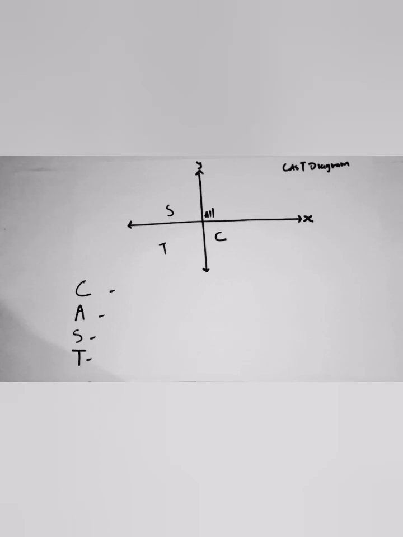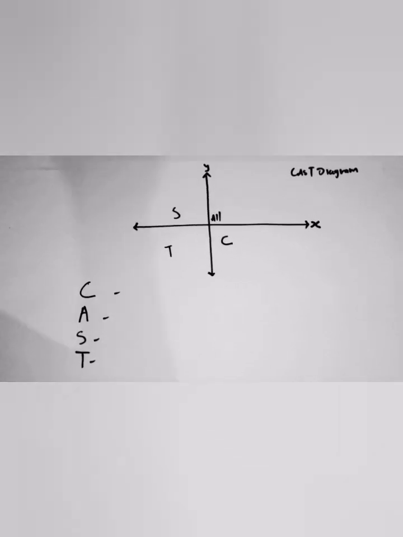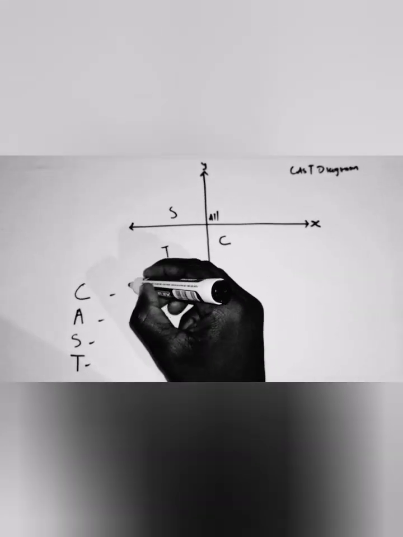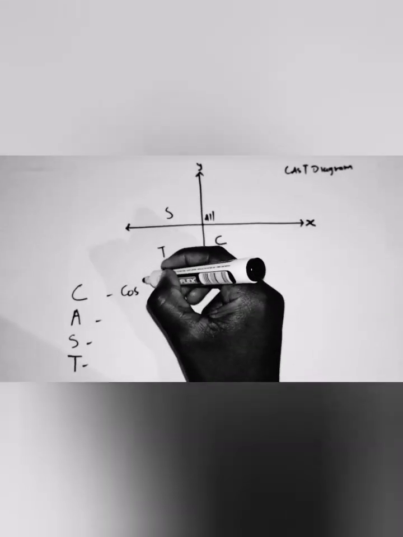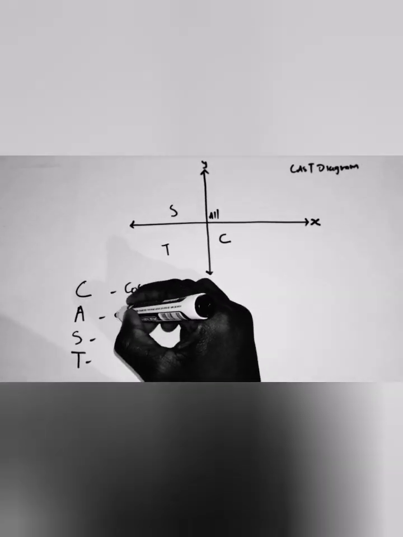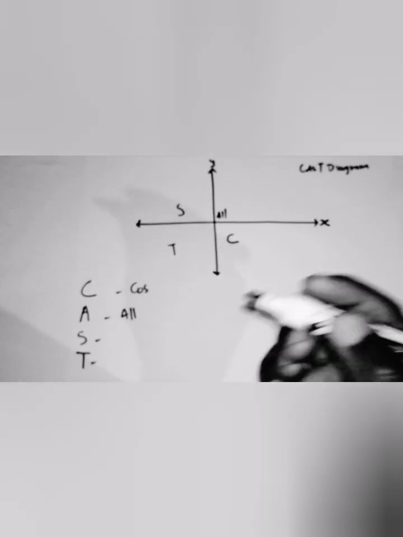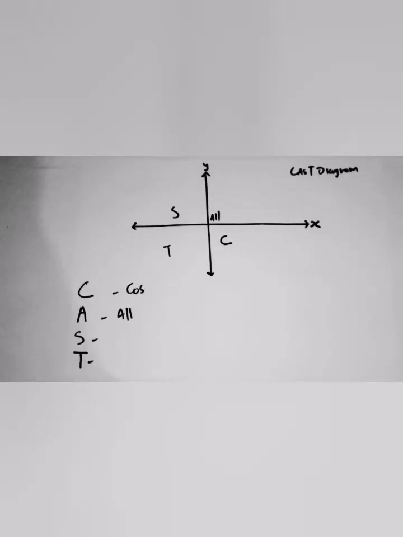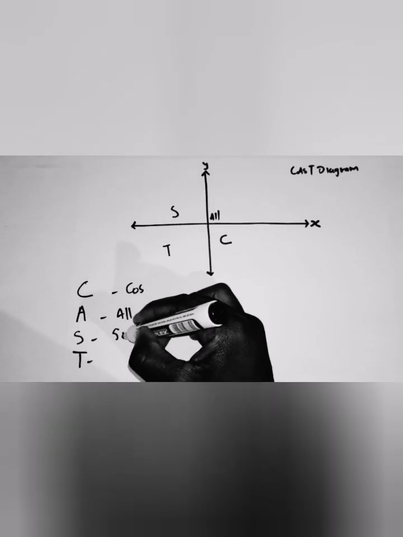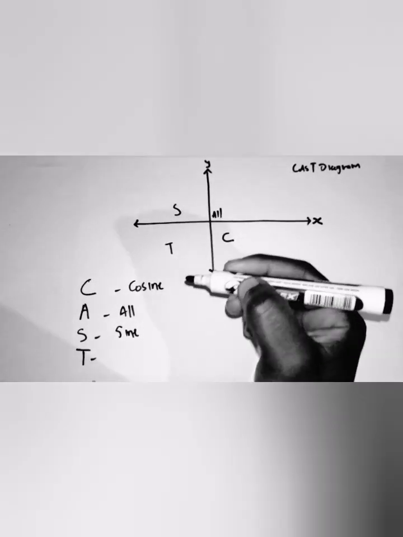So if you didn't follow, just pause it and go back and watch it. All right, so the C stands for cos, which is the fourth quadrant. Now A, which stands for all, tells us about the first quadrant, that all trig functions are positive on the first quadrant. Now the S stands for sine. So this is cosine.